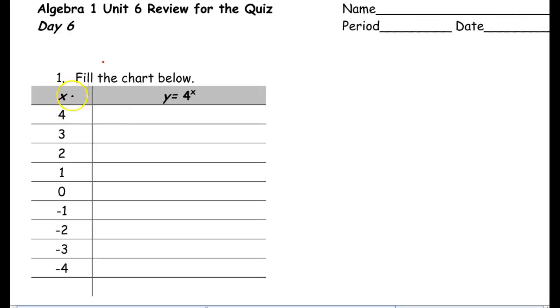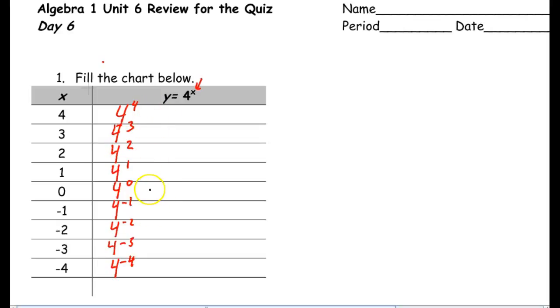Don't have to graph it. So we'll just plug in the x into this exponent right here. So we'll have 4 to the 4th power, 4 to the 3rd power, 4 to the 2nd power, 4 to the 1st, 4 to the 0, and then the negatives, like so. So the value they give you for x is just the exponent. The base, just 4 in this case, stays the same for all of them.